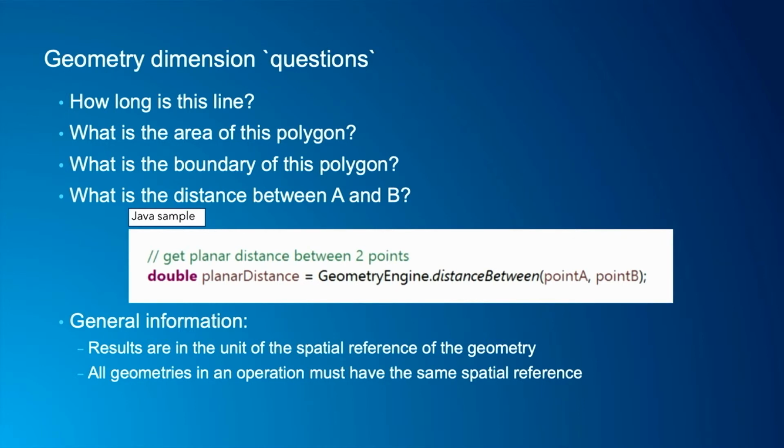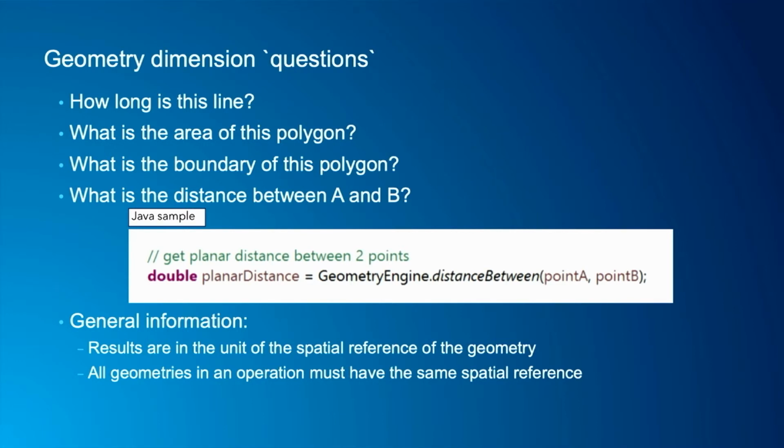In this case, we've got some Java code. This is the geometry engine distance between function. It takes in two points, point A and point B in this case, and it returns a double. So it's very simple. Again, it's static. Notice it's calling on the class and not an instance of the geometry engine.